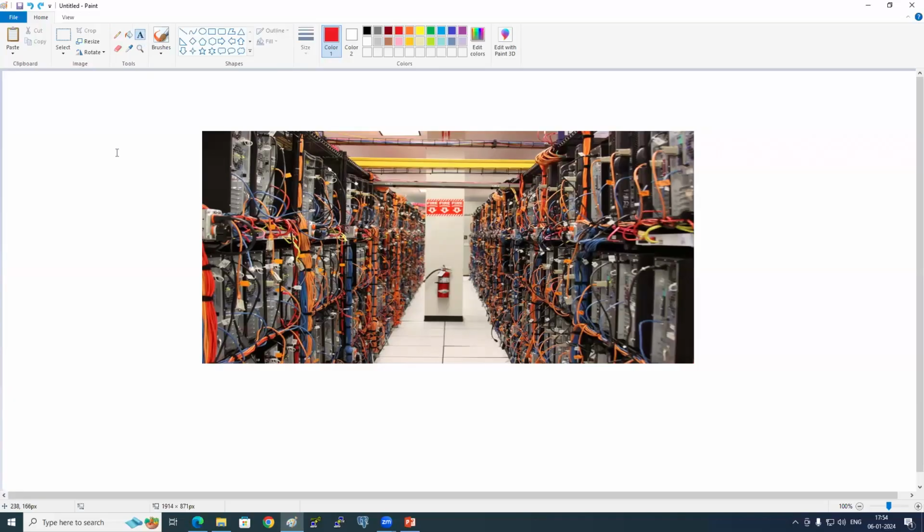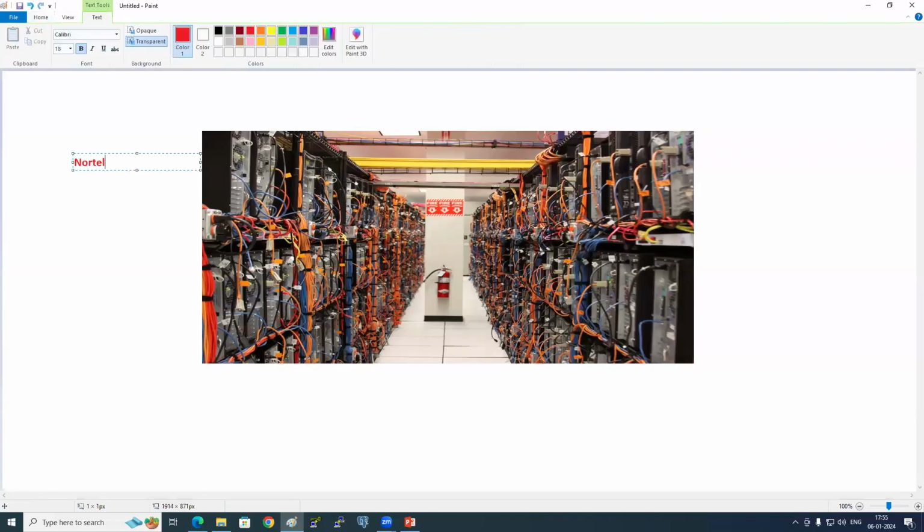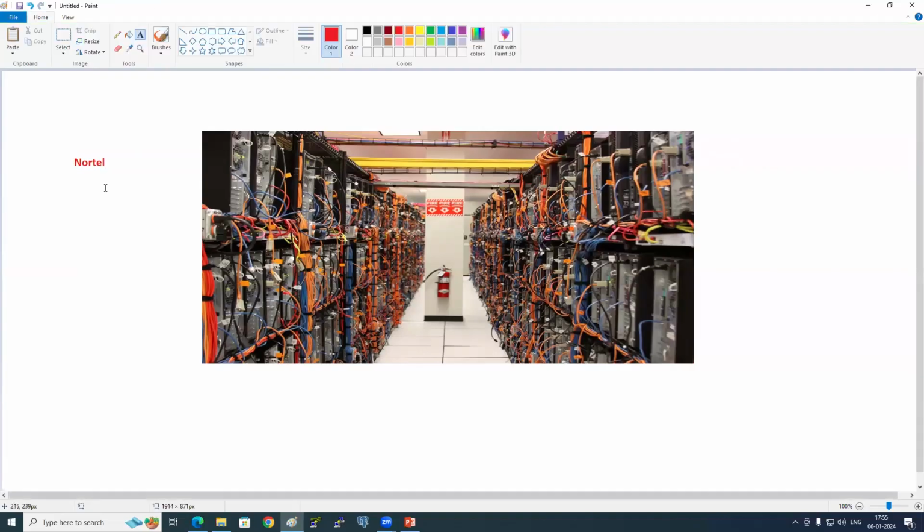I started my career with Infosys. In Infosys, there is a project for a company called Nortel. Anyone heard of it? Nortel is a very old company. This is a telecom company that we used to work for in Infosys. Nortel is the company where we were handling the data center.